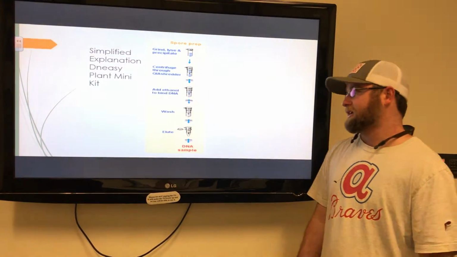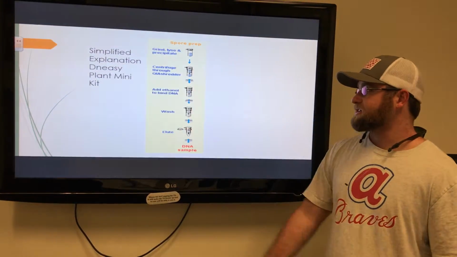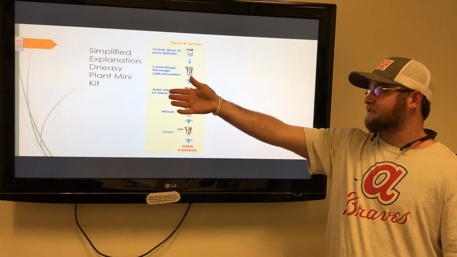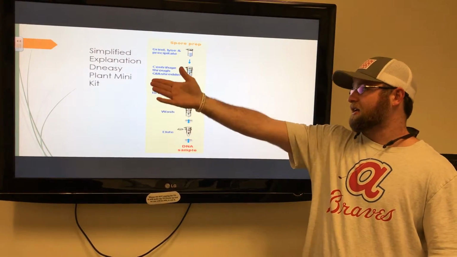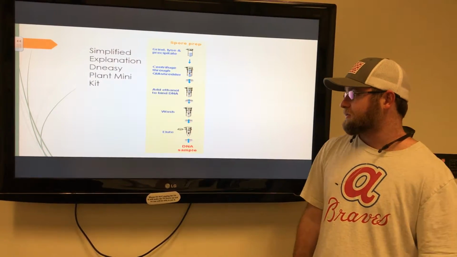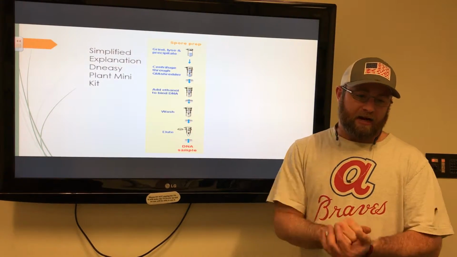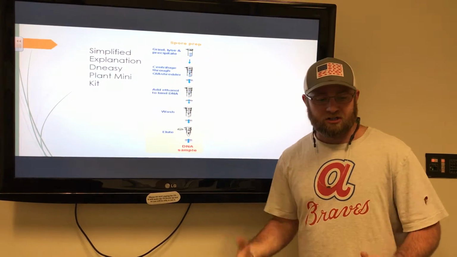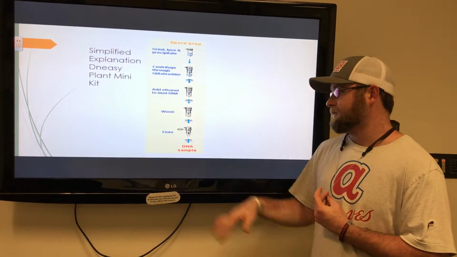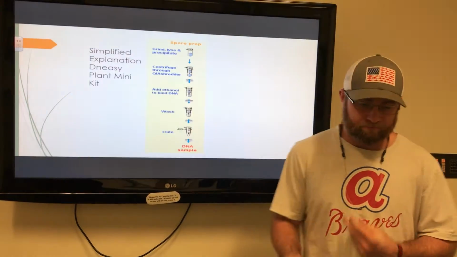So this is your simplified explanation. Using a centrifuge, you're going to grind, lyse, and precipitate the young leaves. After that, you're going to centrifuge it in a QIAshredder. All right. You're going to add ethanol to bind to the DNA of interest. After that, you're going to wash it. Then you're going to elute your sample, your DNA sample.